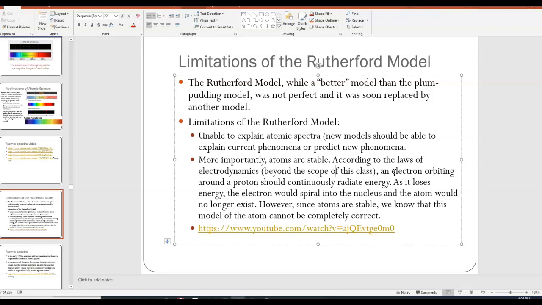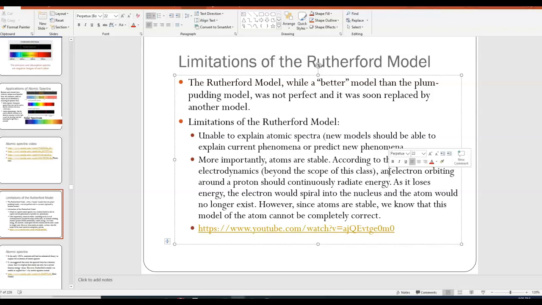Rutherford didn't know what was inside the nucleus, but he knew it was positive. But if you have an electron that is accelerating, anytime you have a charge that is accelerating, it radiates energy. Now, again, you don't need to know why that is. That's just a random fact that you need to know for the class. But any charged particle that is accelerating radiates energy.